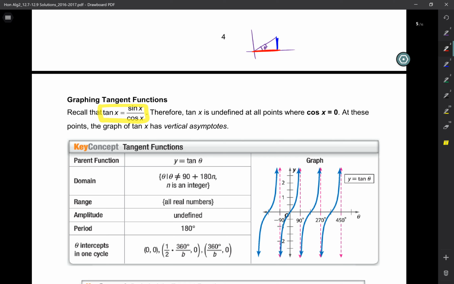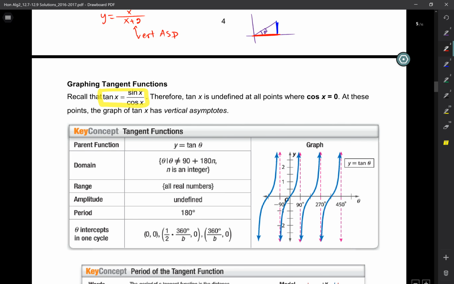Okay, so this is a rational expression now, right? You have a variable in the denominator. Can the denominator ever equal 0? No. What do you have when the denominator equals 0? A vertical asymptote, right? Do you remember from chapter 8? Like where you have y equals x over x plus 2? Where the denominator equals 0 gives you a vertical asymptote. So here, when you have sine x over cosine x, wherever that denominator equals 0, you have vertical asymptotes.